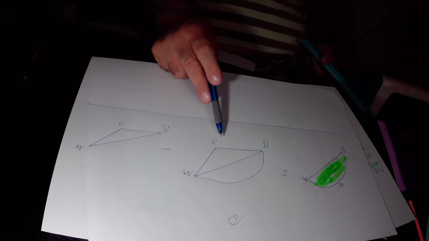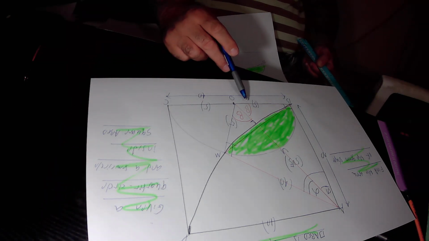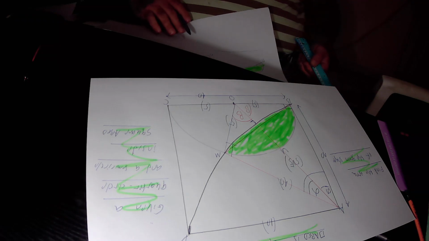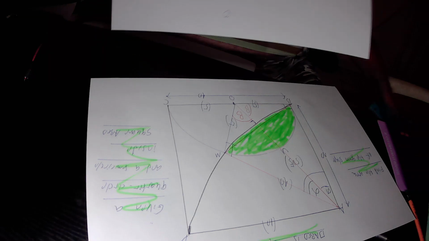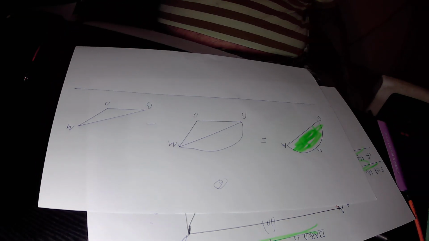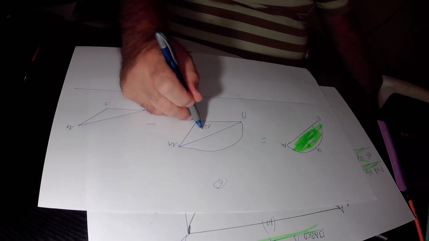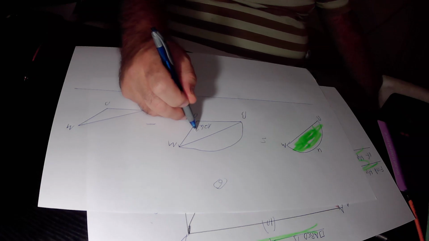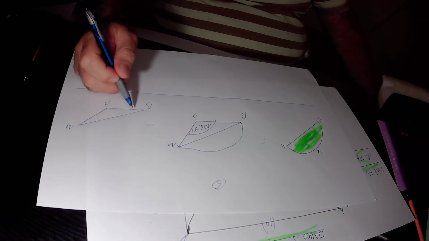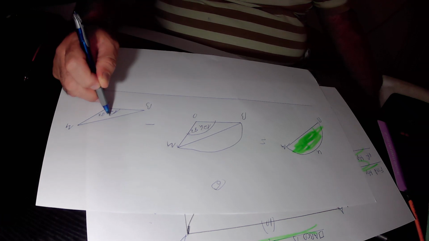The angle between the legs of the sector is 2 beta. And we have already found out that 2 beta equals 126.87 degrees in its size.